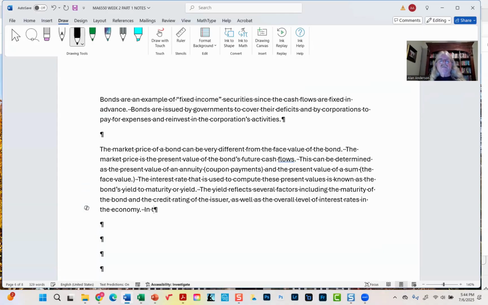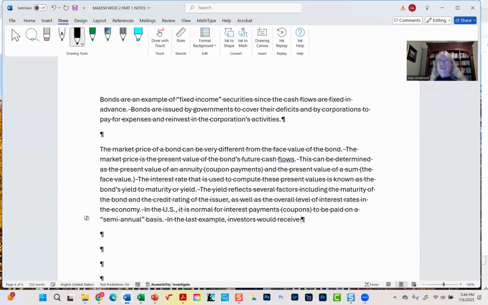Okay. So now a couple of details here I just want to mention. In the US at least, it is normal for interest payments to be paid on a semi-annual basis. So in the last example, investors would receive not $60 a year, but $30 twice every year. And that's where the name semi-annual comes from. That's just a convention. I don't know how that got started.